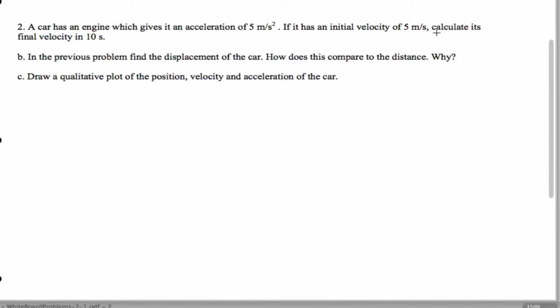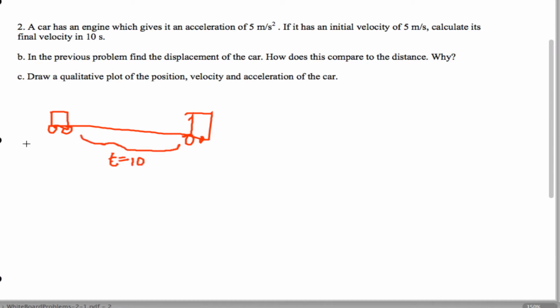All right, so this is problem number 2, and let's get started. So first, let's just draw a little picture. We'll have a little car here, and it travels to some final destination. We're not sure what it is. And we know that it does this in 10 seconds.